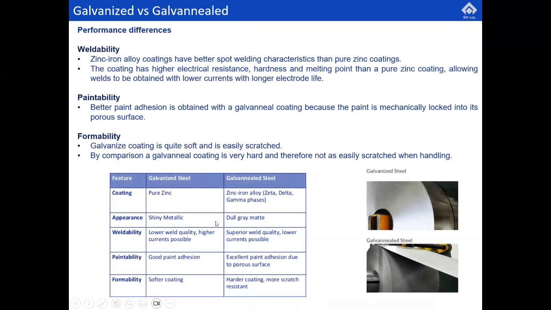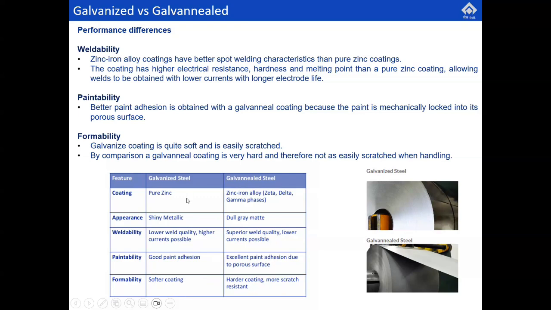If we compare galvanized and galvannealed, in galvanized it is pure zinc, and in galvannealed it is a zinc-iron alloy. Appearance, like I was saying: in GI we have a shiny metallic surface, and it is a dull matte gray surface for GA. However, the paintability is excellent due to the iron diffusing into the zinc coating. Weldability is improved in GA, and the coating of GA is also harder and more scratch resistant.